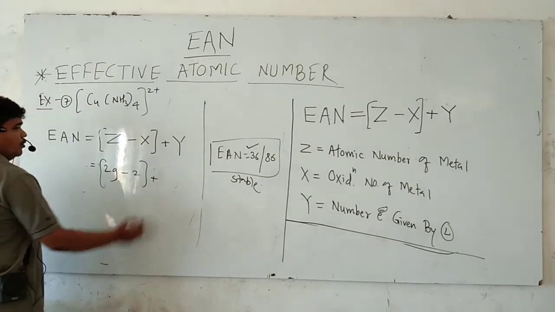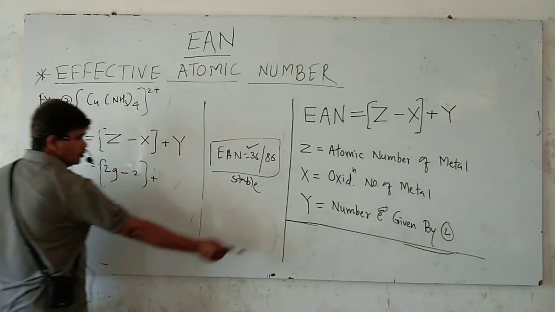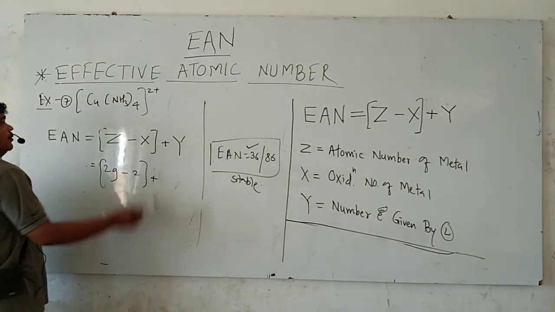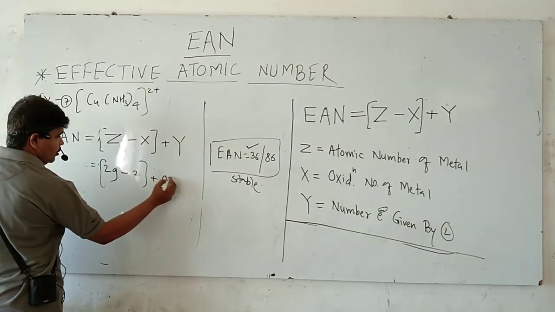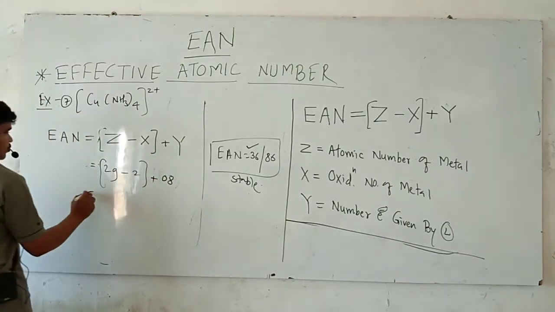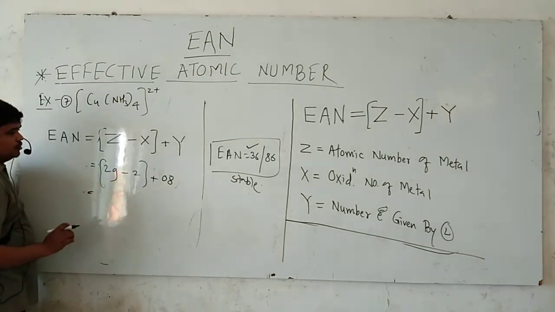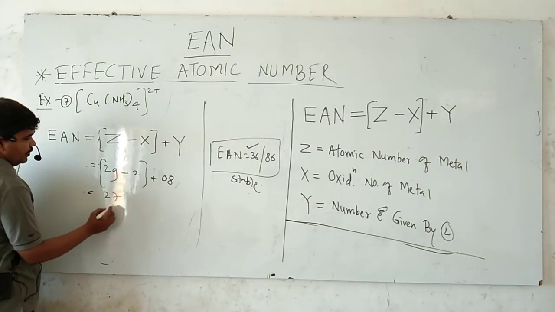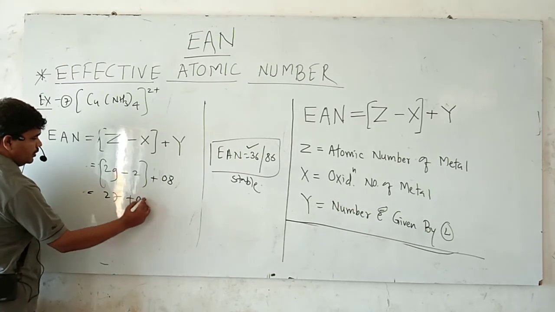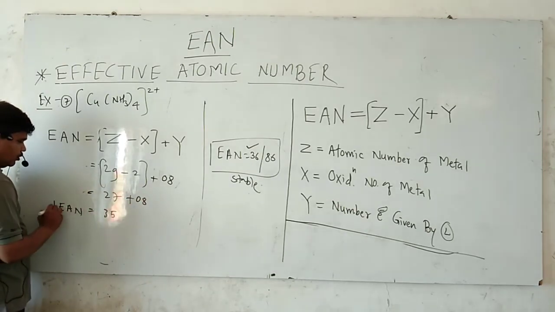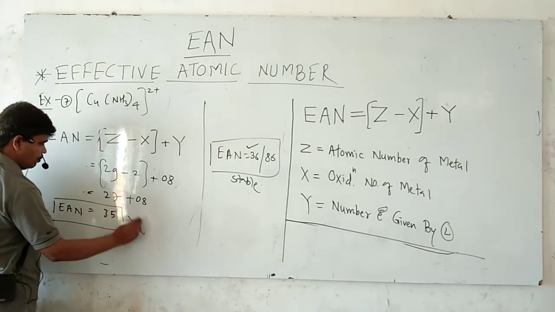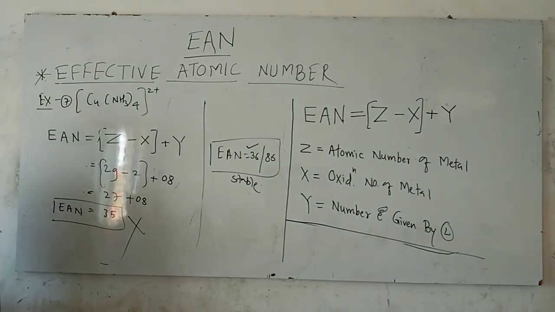What is y? Y is the number of electrons given by ligand. Each NH3 gives 2 electrons, so 4 NH3 will give 8 electrons. 29 minus 2, it will be 27, plus 8, 35. So again EAN is equal to 35, means this complex is not stable, it is an unstable complex.